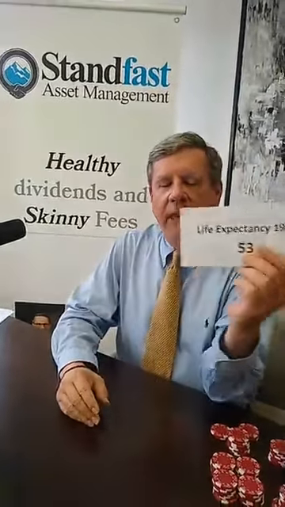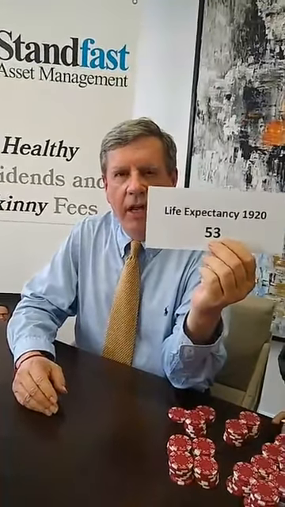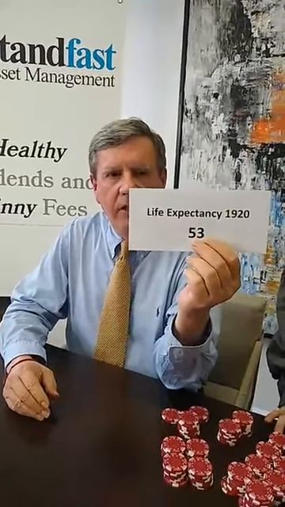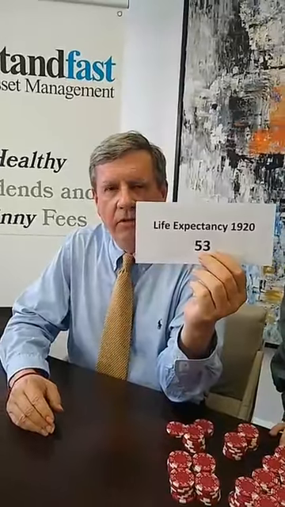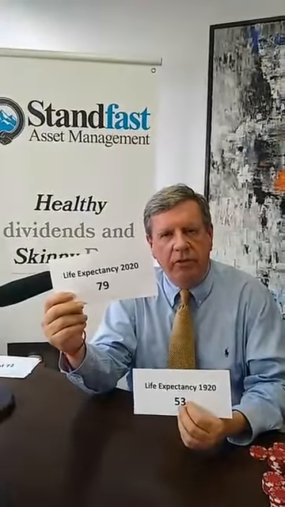Before we get to compounding, I want to talk about life expectancy. And as we know, life expectancy has risen over time. 100 years ago in 1920, life expectancy was 53 years of age at birth. Today, life expectancy 100 years later has increased to 79, which is a significant number.